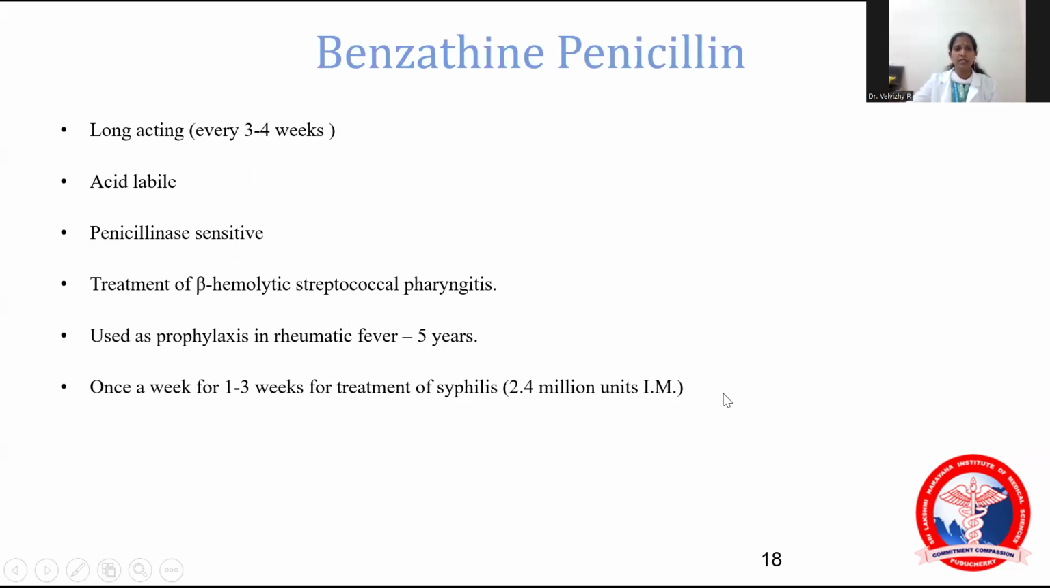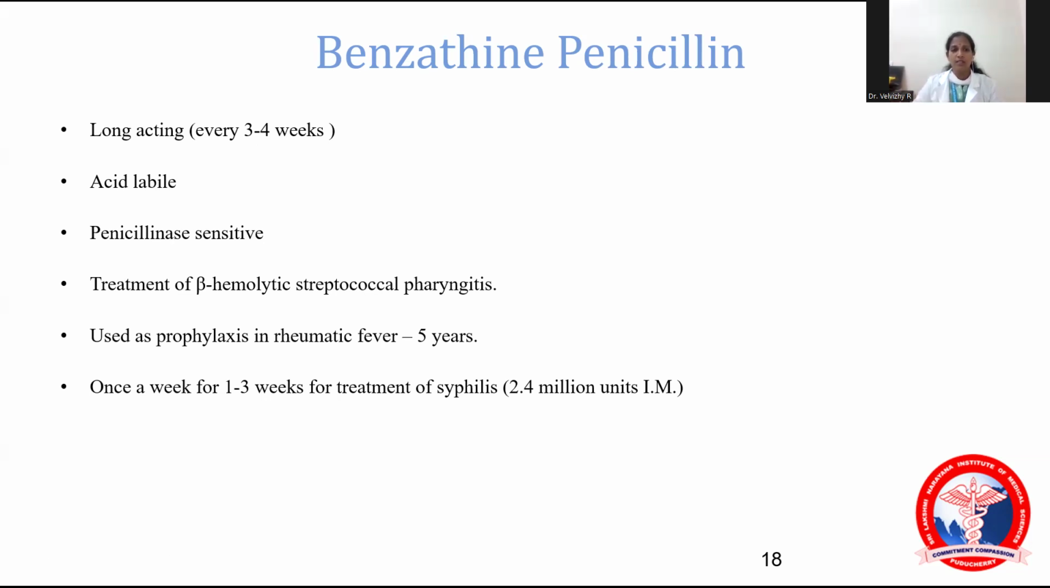And benzathine penicillin is very, very long-acting. So one dose every month is enough. That means every 3 to 4 weeks, we have to give one injection. And here it is again acid labile and penicillinase sensitive. This benzathine penicillin is mainly preferred for the treatment of beta-hemolytic streptococci. Streptococci are the ones that cause pharyngitis, otitis media, everything.